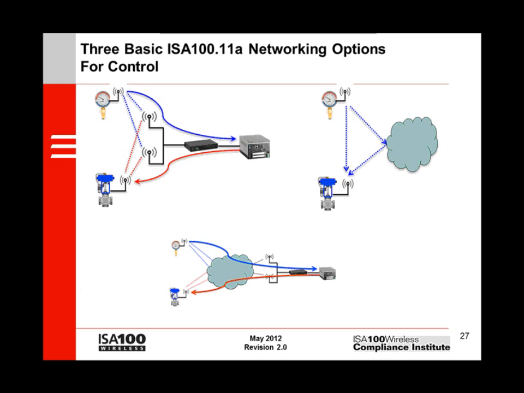To summarize, we show three options that are supported by ISA 100.11a networks for control. Most of the time, you will be able to arrange redundant backbone connections, shown in the upper left. When that is impossible, you can arrange a direct connection between devices, as shown in the upper right. When performance requirements can be measured in something like 10 seconds, you can transmit data through the mesh network, as shown in the bottom of the slide.